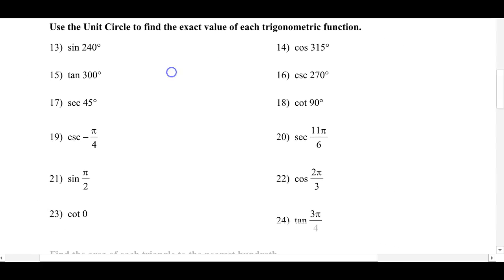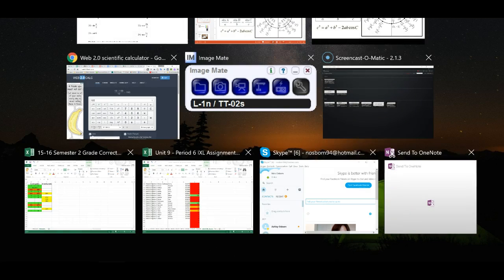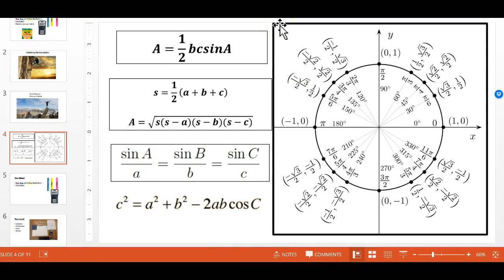Now this is where you need to use the unit circle. So let me get a unit circle. I'm actually going to use the template I used for the test. And here's my unit circle. So we're going to use this as reference. You might want to bring out your notes when you do the problems that I give you.